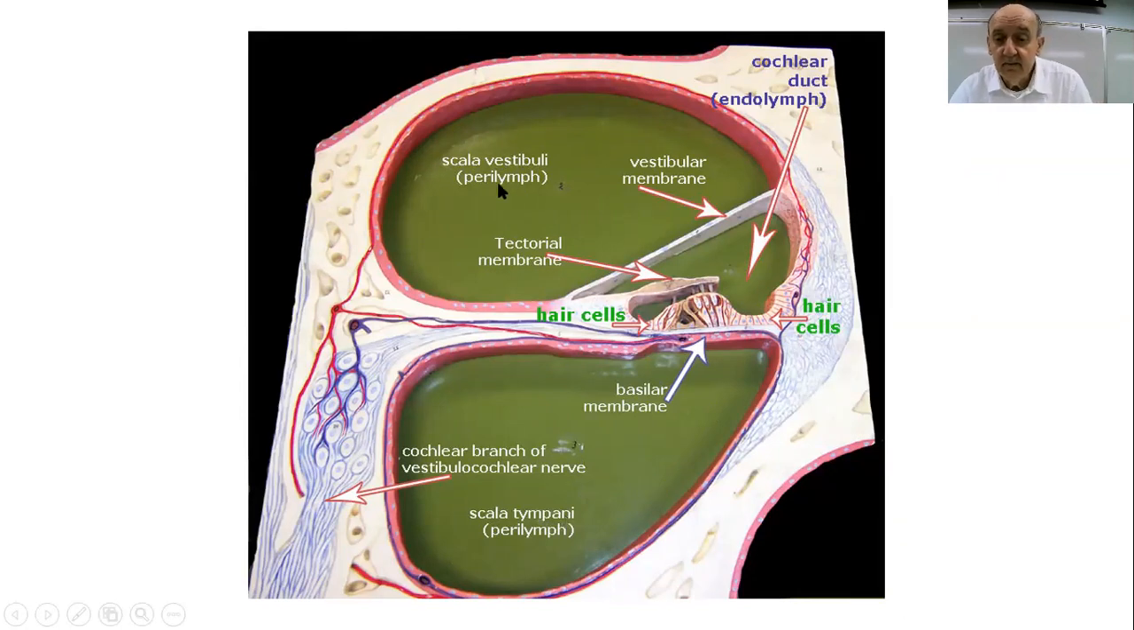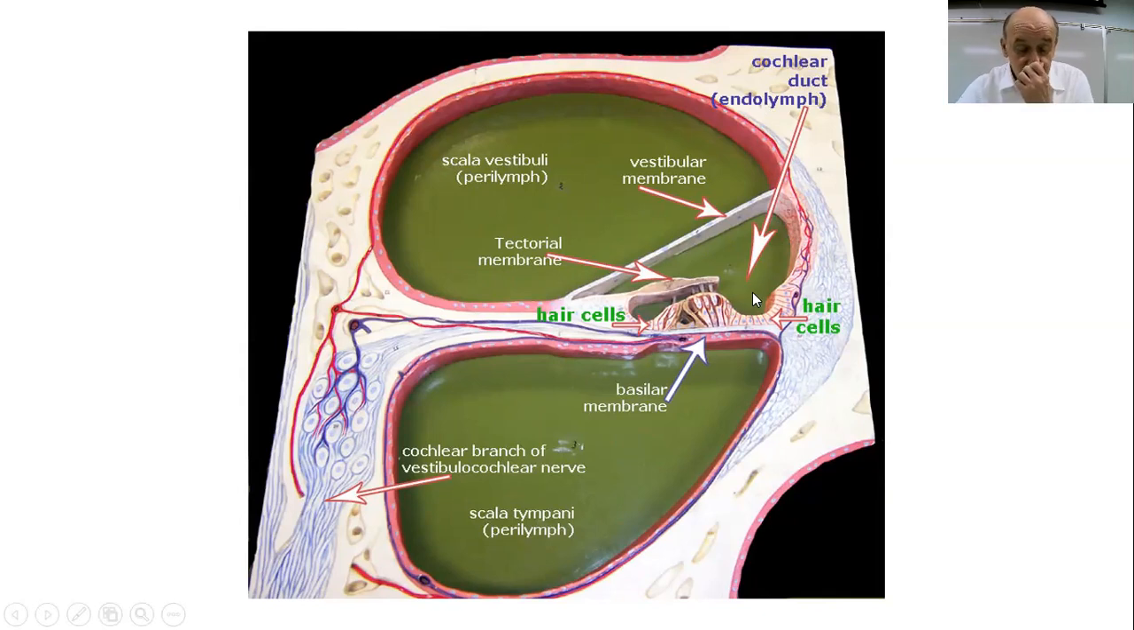The word in parenthesis is the type of liquid that fills it out. So scala vestibuli is not the same as perilymph. Perilymph is the fluid that fills out the scala vestibuli and also the scala tympani. So as opposed to the middle ear and the external ear, the inner ear is filled with fluid completely. Now the filling of the cochlear duct is quite different. This is called the endolymph.